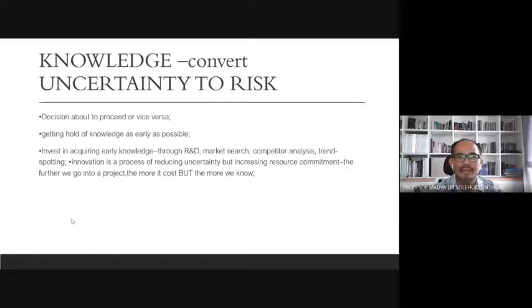after the post-COVID period. They also discussed about the project, what's going to happen, through R&D, market research, and competitor analysis. So innovation, as I mentioned in the slide, is a process to reduce uncertainty while increasing resource commitment. The further we go into the project, the more it costs, but the more we know.